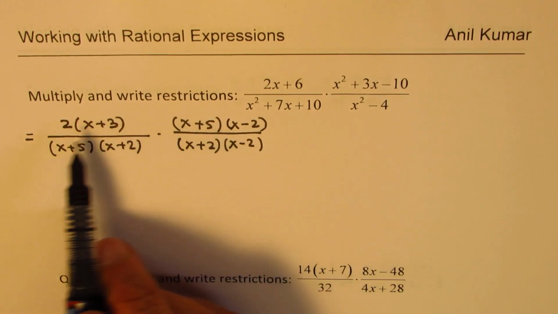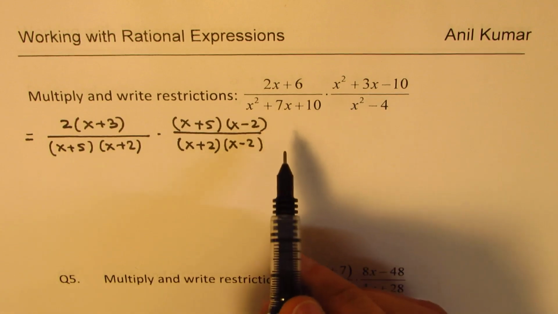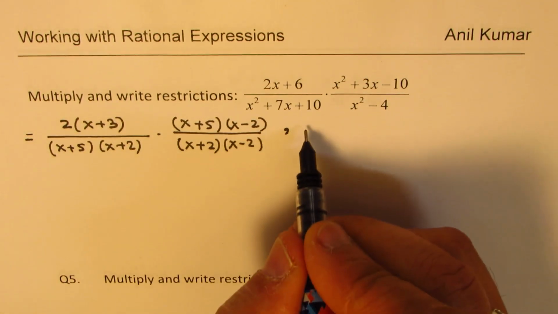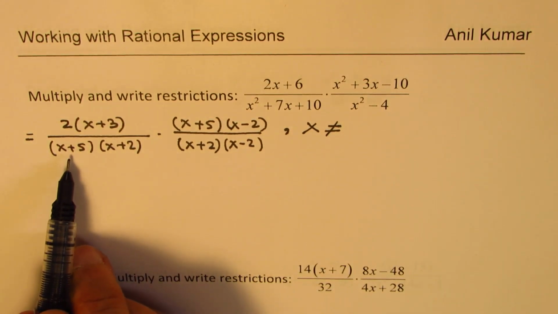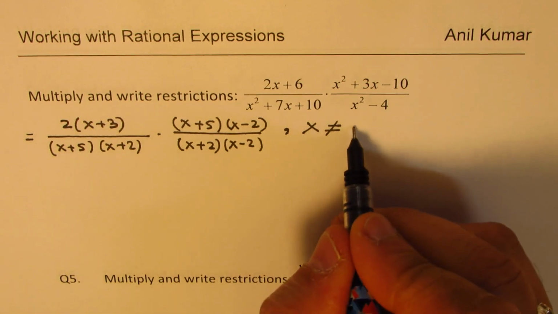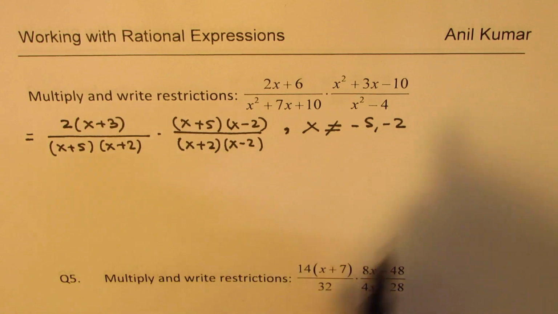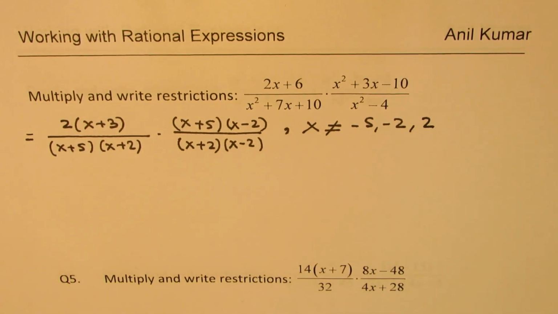Now, as soon as you write down your expression in factored form, it's a good time to write restrictions. So at this stage, you should write all the restrictions. So x is not equal to what all? This denominator will be 0 for minus 5 and minus 2. So we'll write minus 5 and minus 2. Here, minus 2 and plus 2. We have already included minus 2, so we'll include plus 2. So it has 3 restrictions. x cannot be minus 5, minus 2 and plus 2, right?